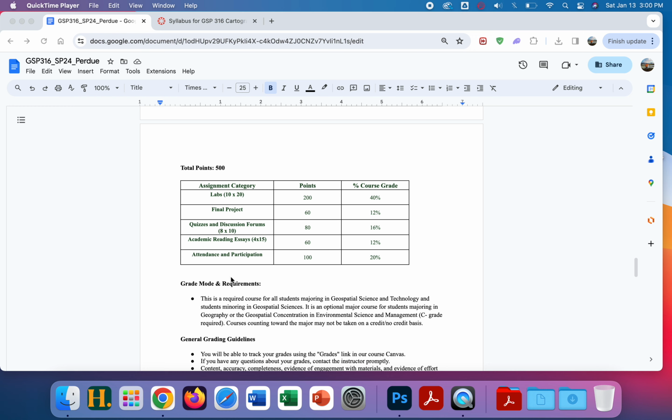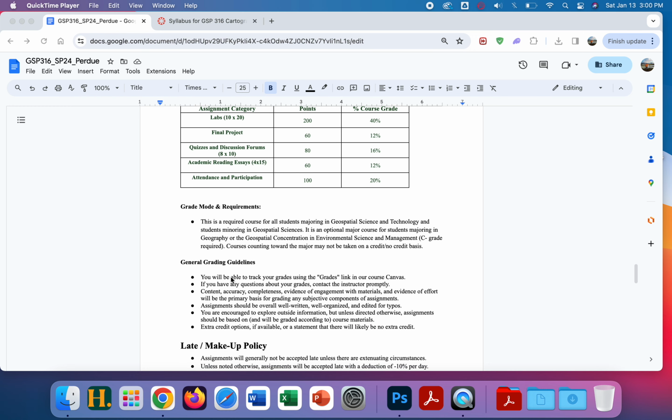participation. Since this course is required for students majoring in the geospatial science and technology major as well as the geospatial science minor, most students are going to need a C- or better grade to count towards major and minor requirements. So keep that in mind. Also, courses counting towards major and minor requirements cannot be taken on a credit or no credit basis unless permission has been approved at the administrative level. So keep that in mind as well.